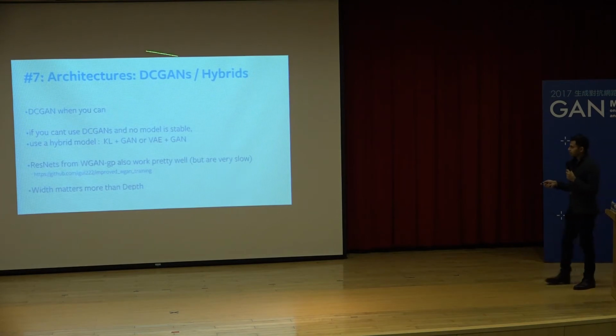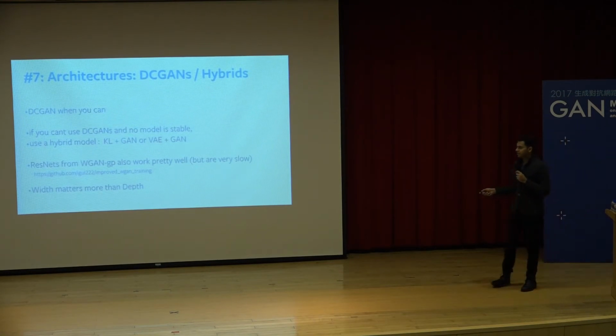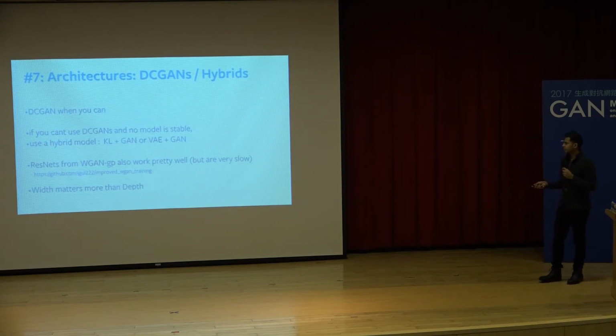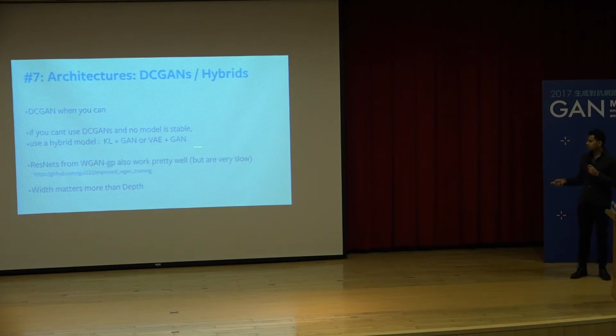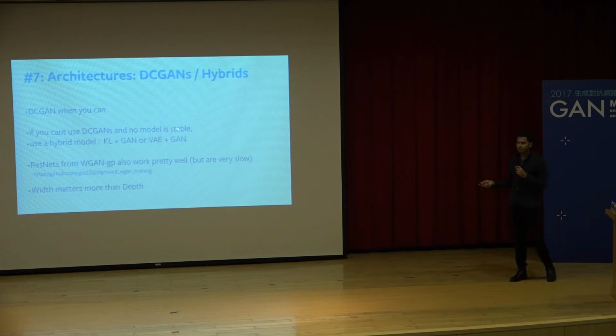And in terms of which architecture to use, DCGAN sort of always works. If you can't use DCGAN, make sure your model's loss is a hybrid loss. That is, it's a GAN plus VAE or a GAN plus least squares loss. And it seems that from the improved WGAN paper, one of the takeaways is that width matters more than depth in GANs in general. If you can make it wider, do it.